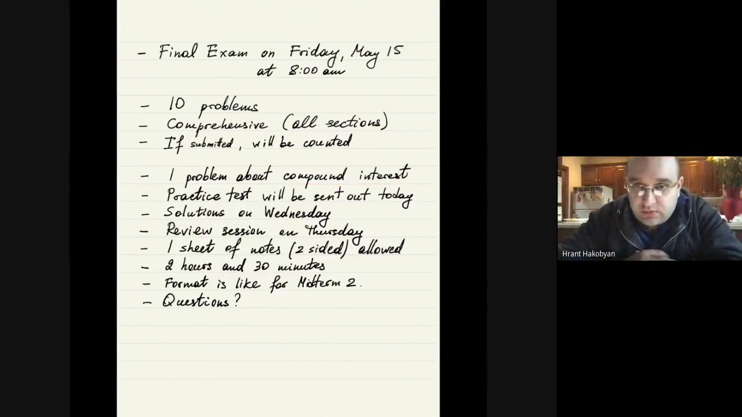There will be only one problem about compound interest. So 9 problems, 90% of the test, will be about the material that was covered in midterms 1 and 2, so everything up until midterm 2. So 90% of the points will be from things which are not compound interest.